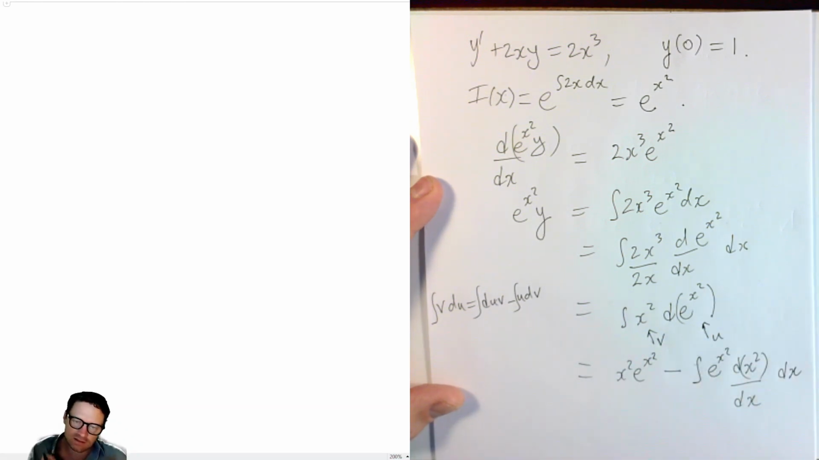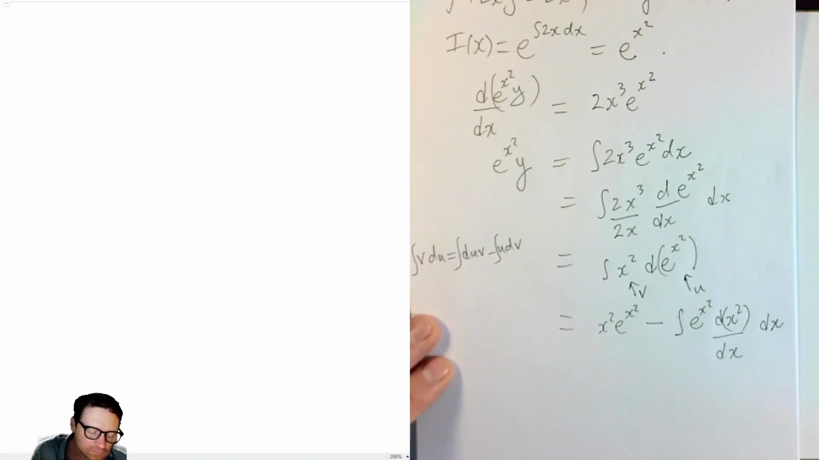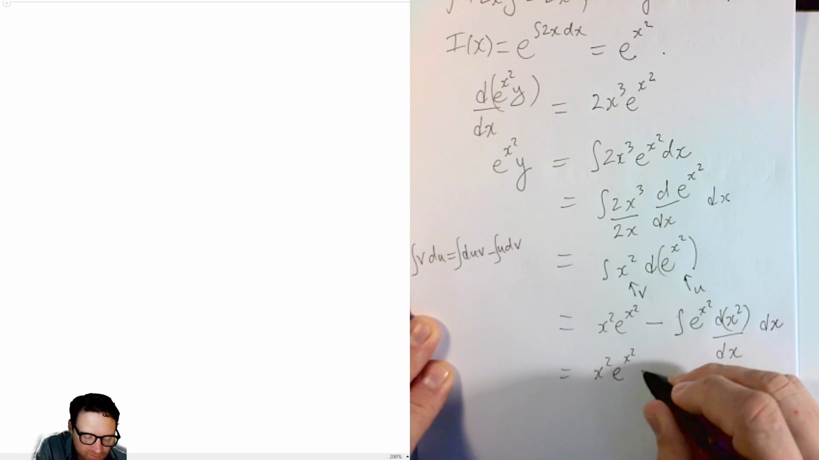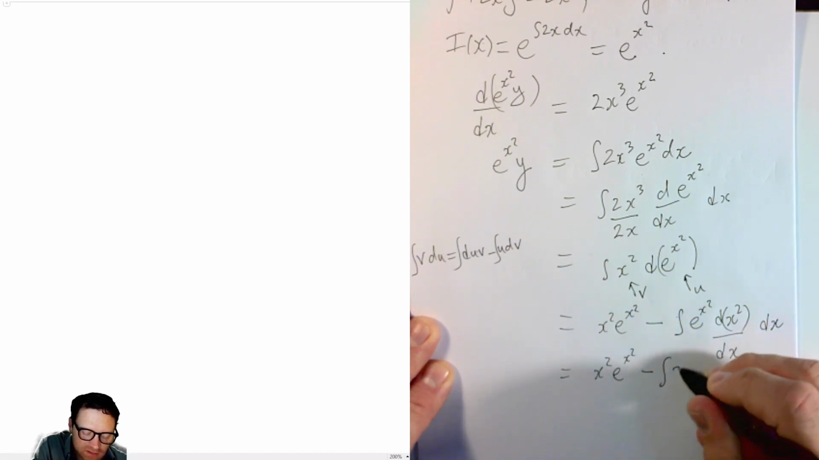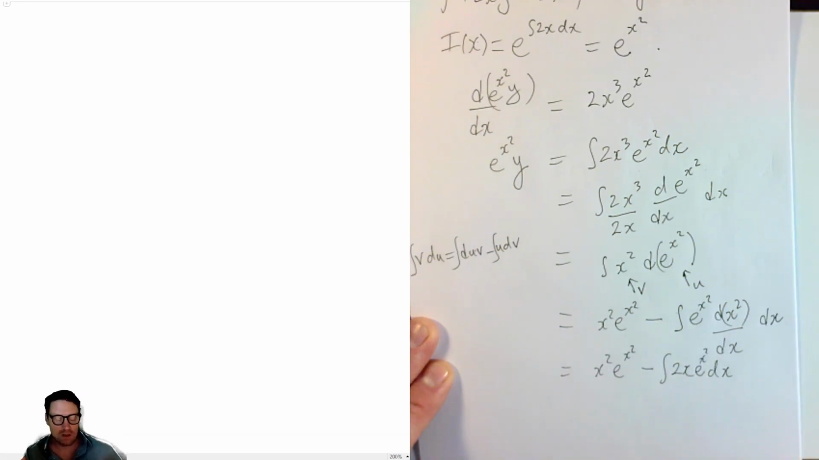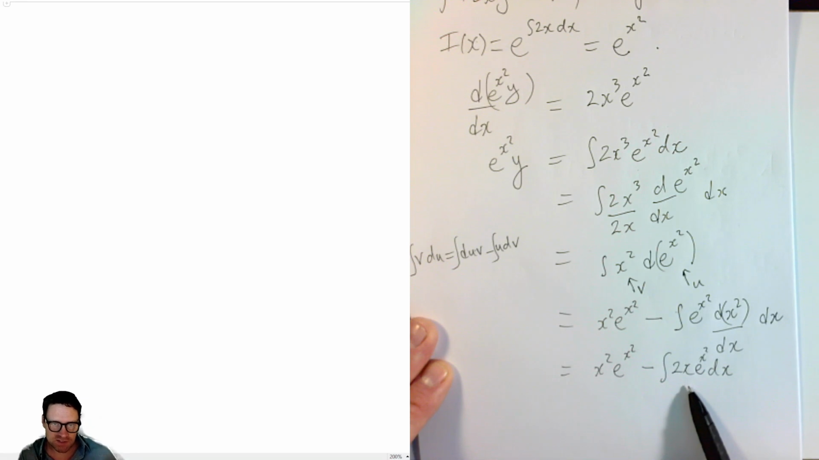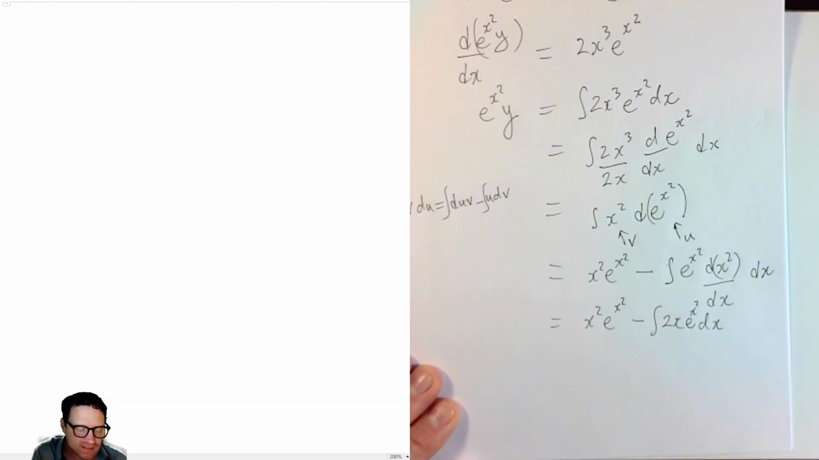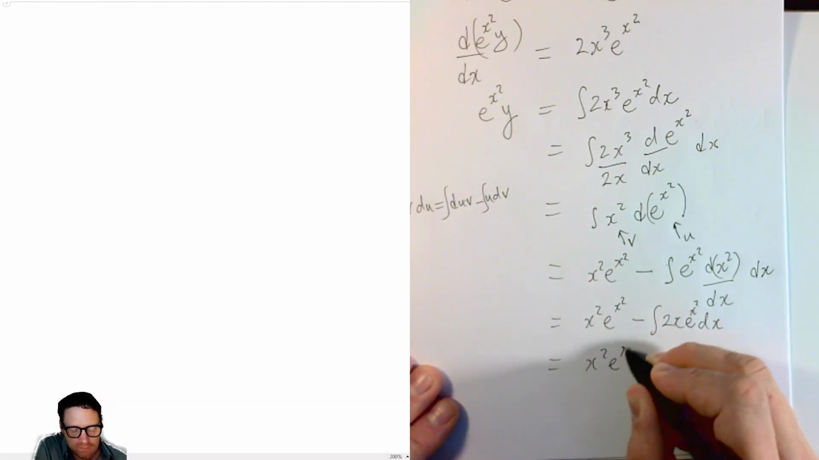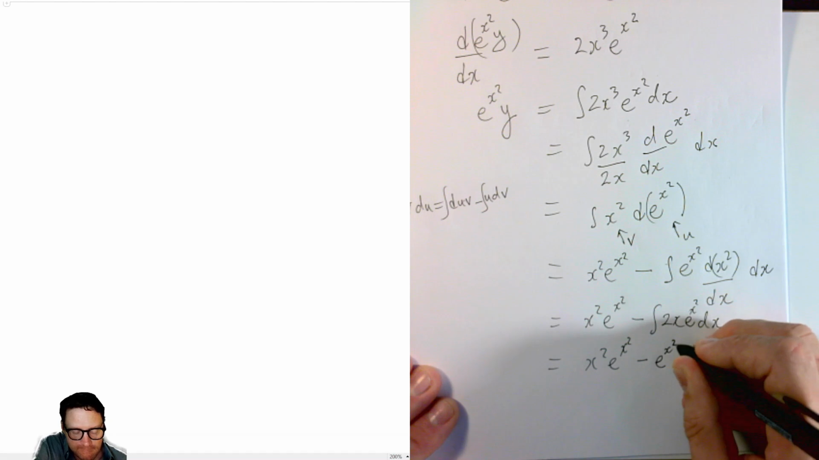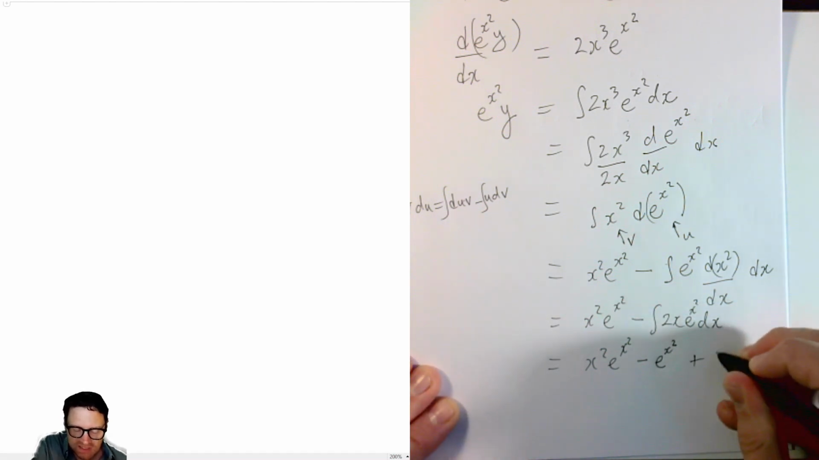Okay, and now we can apply a substitution, transform that into this, and view this as a derivative right here. And so that becomes 2x e to the x squared dx. Okay, and now this one comes out via substitution because the derivative of x squared is 2x. And now we need a plus c.